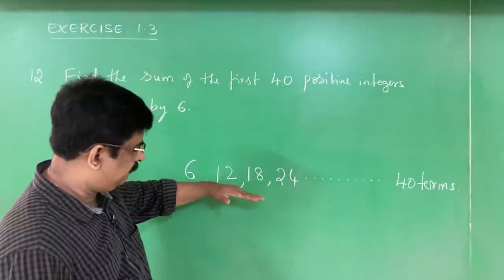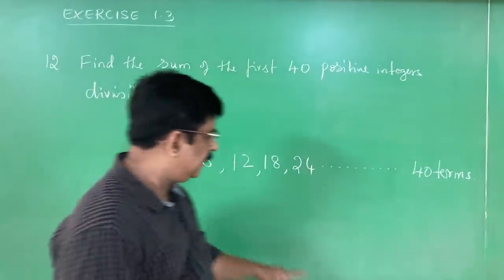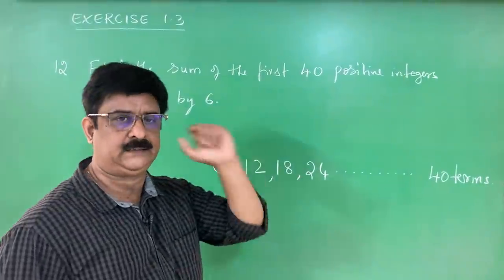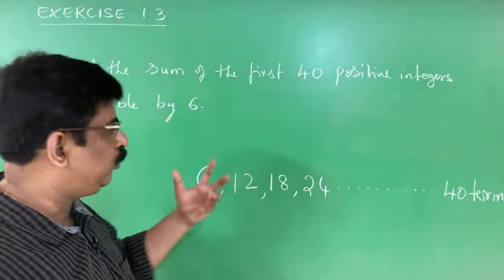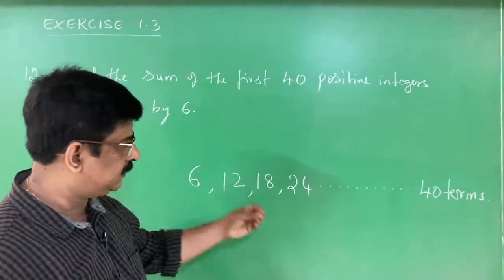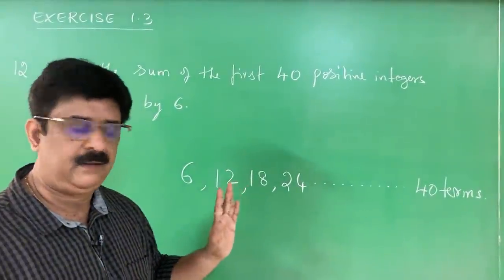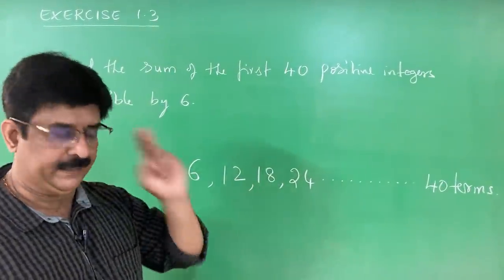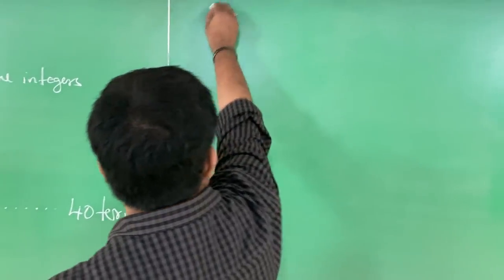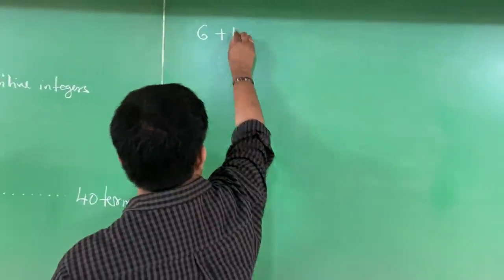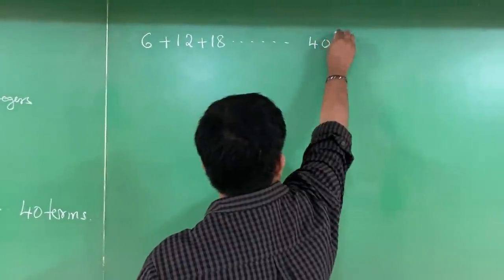If you are intelligent enough to understand the mathematical intricacies, this problem can be solved in two ways. I will solve this problem in two ways. Understand the beauty of mathematics. The person who understands the beauty of mathematics can definitely lead his life very nicely. See, this problem can be solved in two ways. First, I write the sequence like this. In this series, we have to find the sum of 6 plus 12 plus 18 up to how many terms? 40 terms.